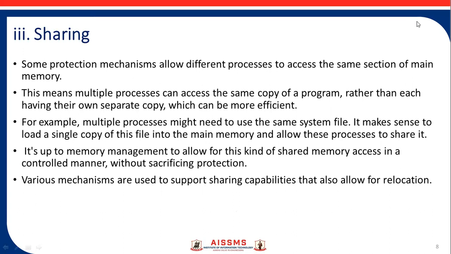Next is sharing. Some protection mechanisms allow different processes to access the same section of main memory. This means that multiple processes can access the same copy of a program rather than each having their own separate copy. For example, multiple processes might need to use the same system file. It makes sense to load a single copy of this file into the main memory and allow the processes to share it. So memory management must allow for this kind of shared memory access in a controlled manner without compromising protection. Various mechanisms are used to support sharing capability that also allow for relocation.